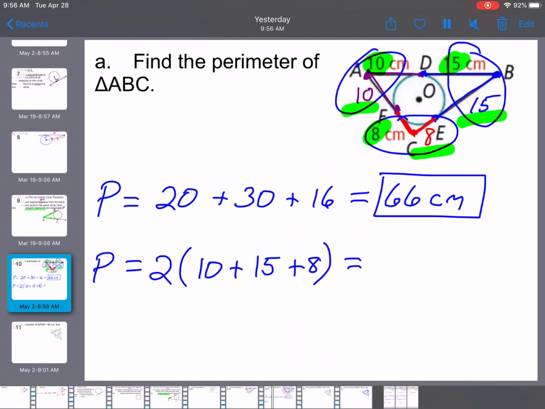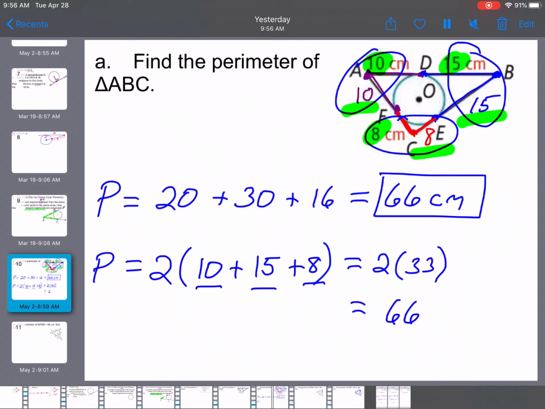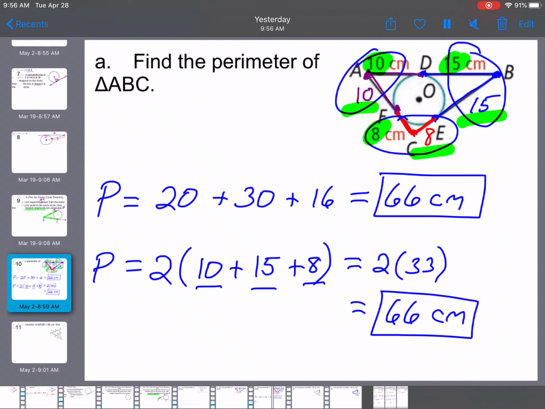The 10 plus 15 would be 25. 25 plus 8 is going to give us 33. So there you go. Inside the parentheses, we're at 33. So 2 times 33, and sure enough, 2 times 33 once again gets us the same answer of 66 centimeters. So either way you want to go about it, both of those are going to work.